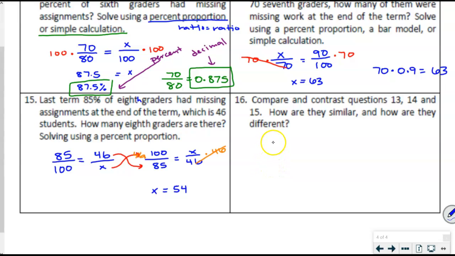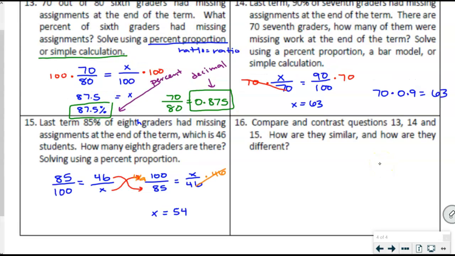Now, 16, this one's going to be left as homework, and I will actually record the answer in the video, but for students in class, this is homework. Compare and contrast questions 13, 14, 15. How are they similar, and how are they different? That is your homework. I'm going to pause the recording so we can get cleaned up here in class, and then I'll come back and record the answer.